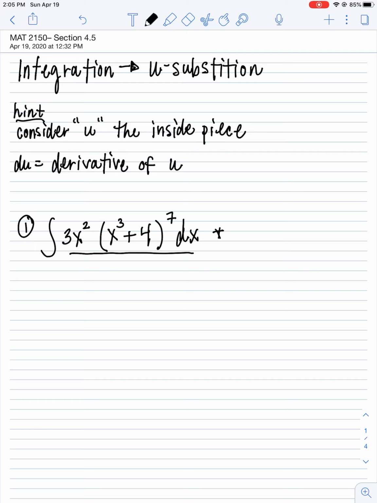So I've written a hint down on the screen. The hint says we're going to consider U as the inside piece. And then, of course, what does du mean? Du will be the derivative of U, so the derivative of the inside. So we've got three problems we're going to look at today, and I tried to give you a simple problem, a medium problem, and then a more complicated problem.